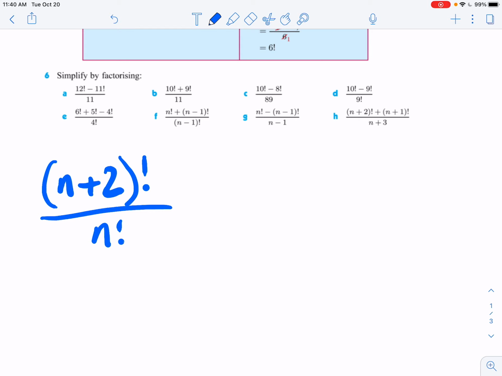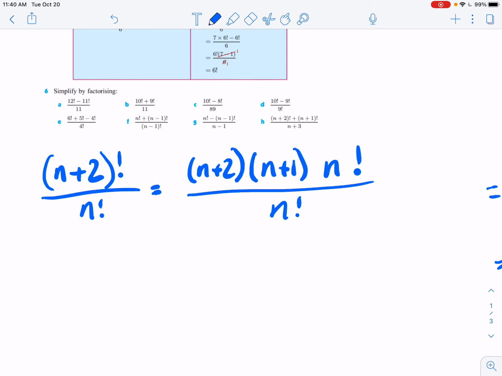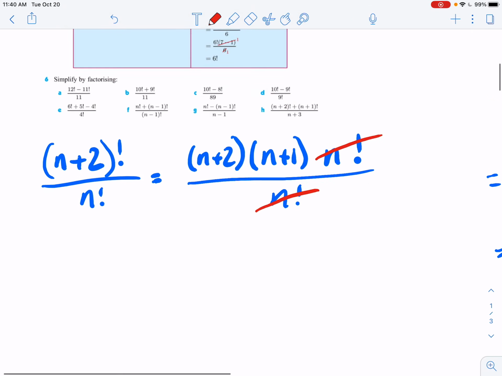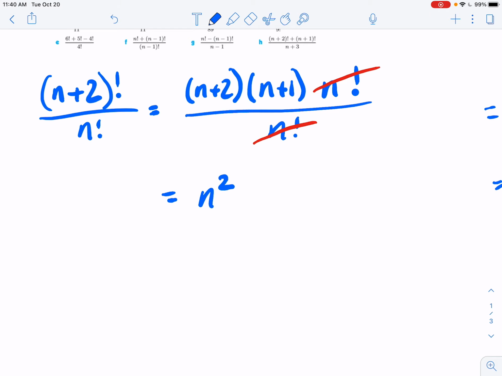What we know is that n plus 2 factorial is going to be n plus 2 times the integer just smaller than that, which is n plus 1, times the integer just smaller than that, which is n, and then I could keep going. But what I do know is that this becomes n factorial at this point. Now, why did I stop there? Because I now see that my n factorial is going to cancel with my n factorial, and so this just equals n squared plus 3n plus 2.